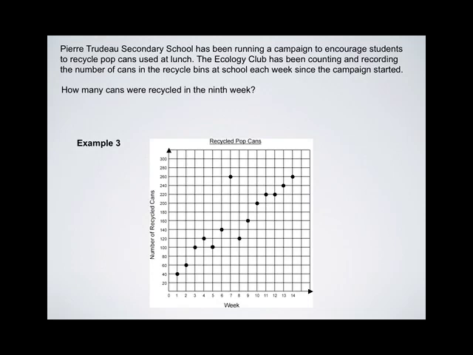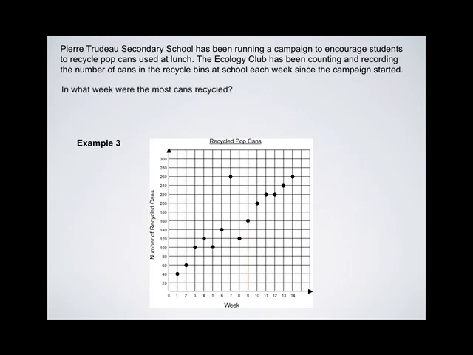To answer this question, we need to go along our horizontal axes. That's where our weeks are, until we find the 9th week. We'll draw a line up until we reach a point, and then across to find the number of recycled cans. The answer to our question is approximately 160 cans.